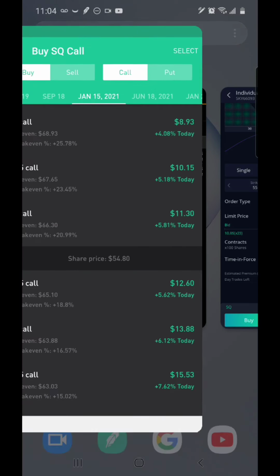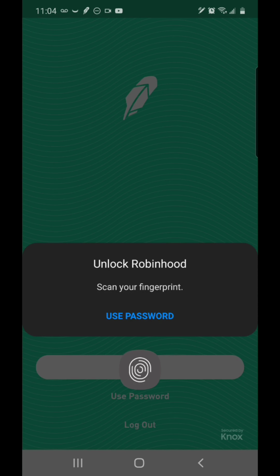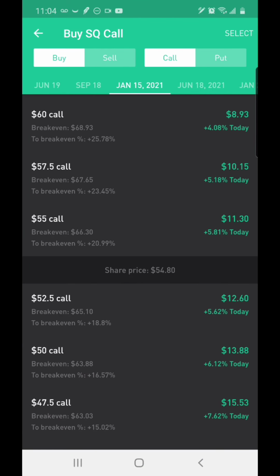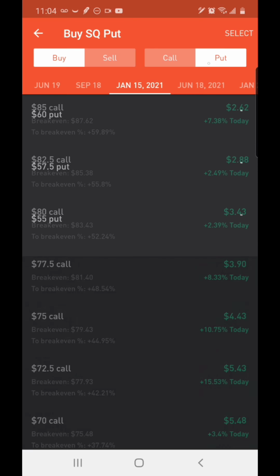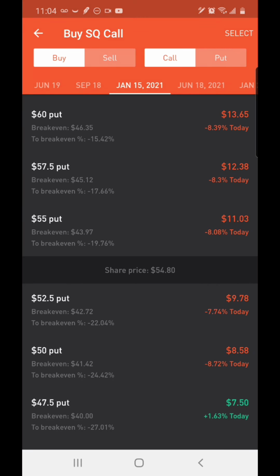And now if we go back to Robinhood, and Robinhood to do a put, when you come to this window again, you select put at the top right. Okay, think it's going up, hit the call button. You think it's going down, you hit the put button.